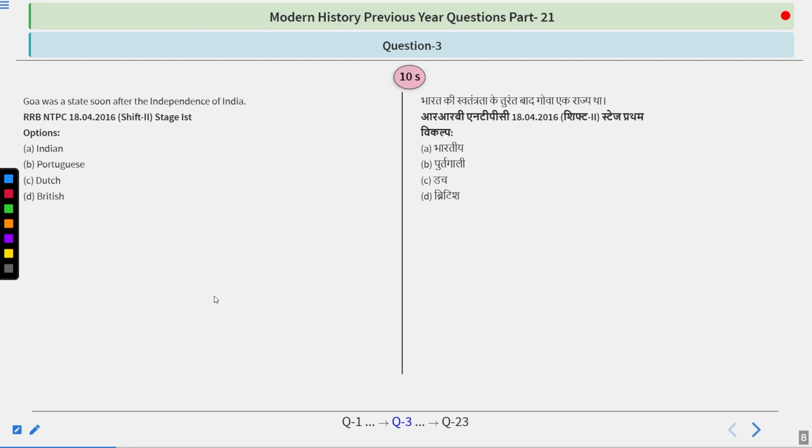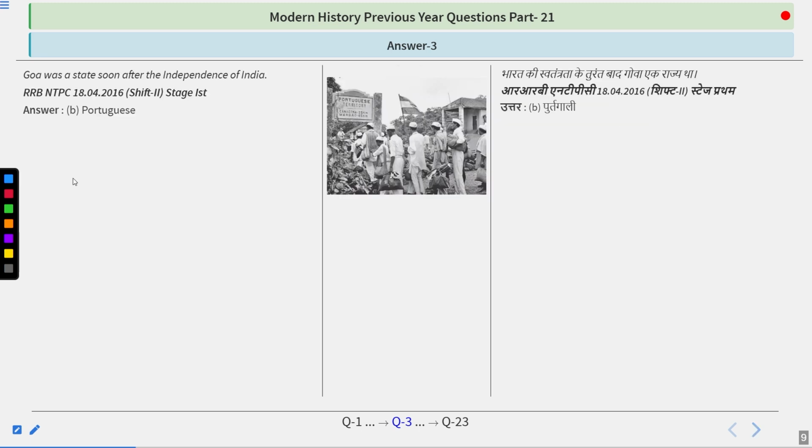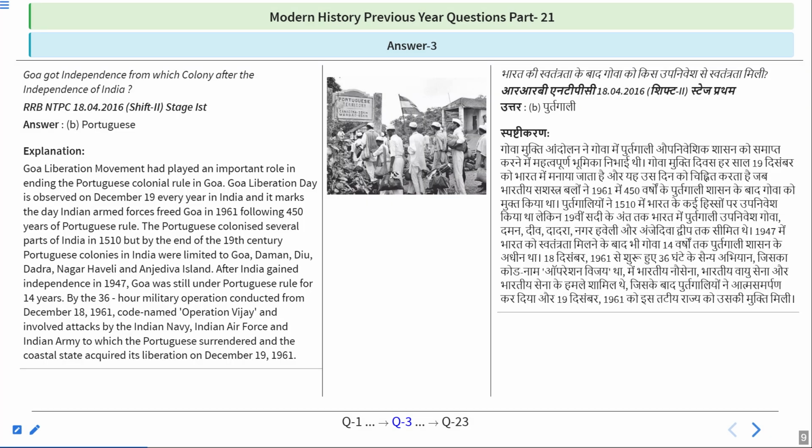Another question we have: Goa got independence from which colonial power after the independence of India? Options are Indian, Portuguese, Dutch, or British. Take your time and think about it, guys. I guess the answer you are looking for is quite right, because the answer to this question is Portuguese. The Goa liberation movement played an important role in ending the Portuguese colonial rule in Goa.